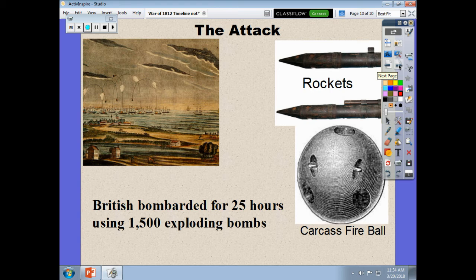The attack. So the British are going to attack using very new technology. They've got rockets, and they're going to launch those rockets. Somewhere around 700 rockets are going to be launched. The main purpose of rockets is because the rockets are going to make huge amounts of light, and they're going to make horrible sounds. So again, this is another example of what we call psychological warfare.